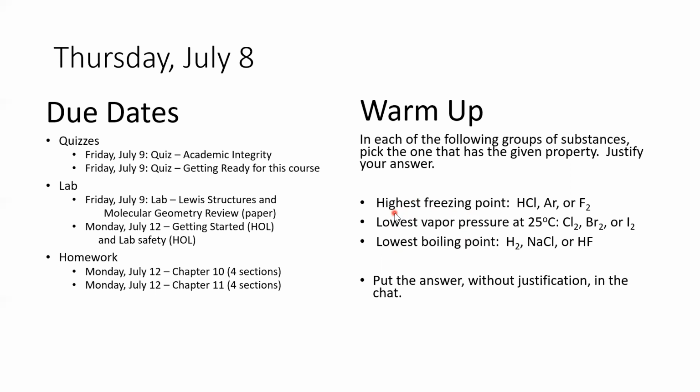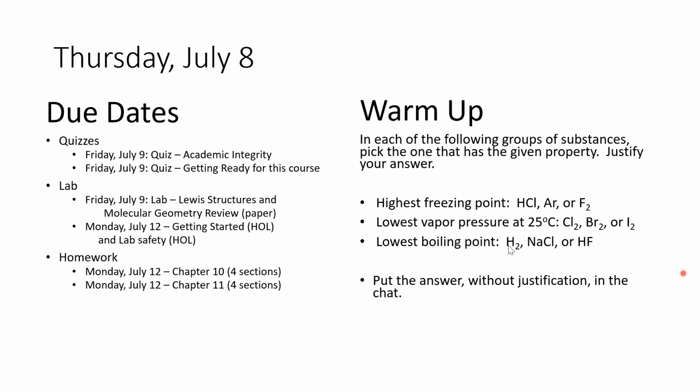So if we want to identify the substance that has the highest freezing point, that means it's going to have the strongest intermolecular forces. And when we look at our choices here, hydrogen chloride is a polar molecule, so it has dipole-dipole intermolecular attractions, whereas argon and fluorine are nonpolar. So they only have London dispersion forces. Since dipole-dipole intermolecular attractions are stronger, you would have a higher freezing point in HCl than you would in argon and fluorine.